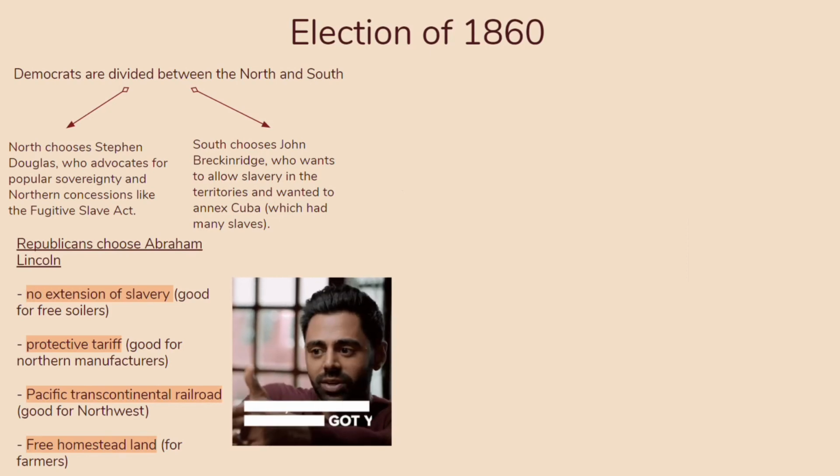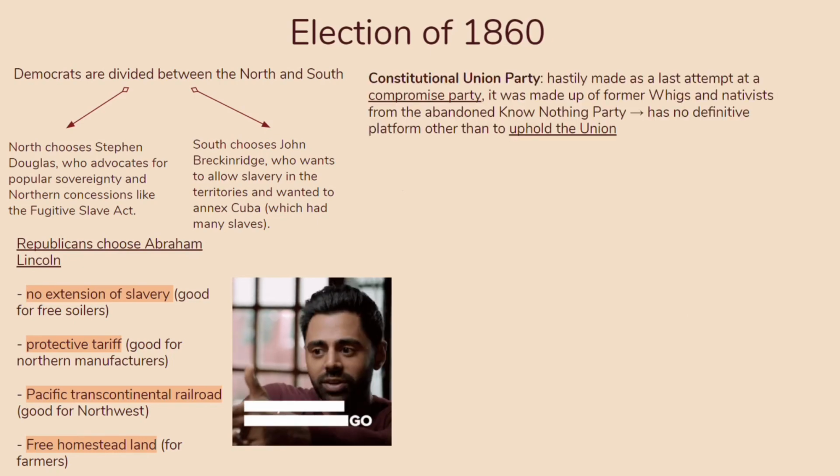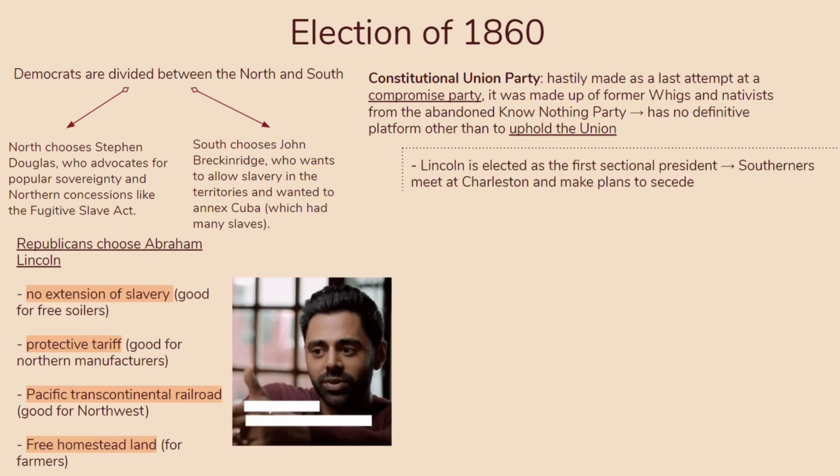And another party that is involved in this election but you don't really need to know about is the Constitutional Union Party. This was hastily made as a last attempt at a compromise party, sort of like a middle ground, quote-unquote bipartisan, but it was made up of former Whigs and nativists from the abandoned Know Nothing Party. And essentially it had no definitive platform other than to uphold the Union, which is sort of the goal of all of the parties, but really this is the only thing this party was running on.